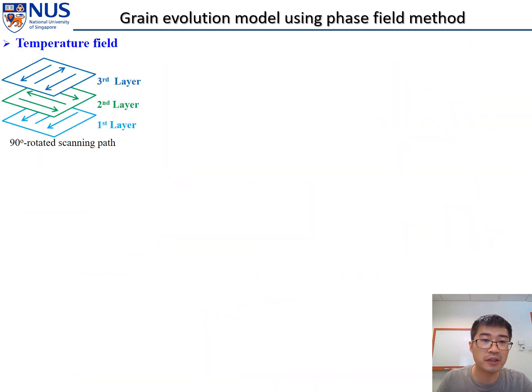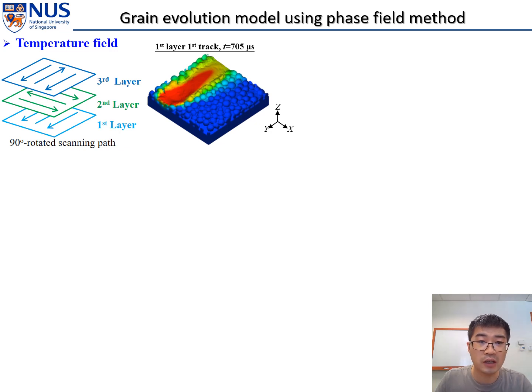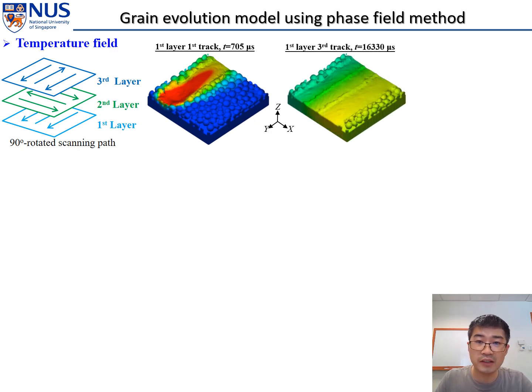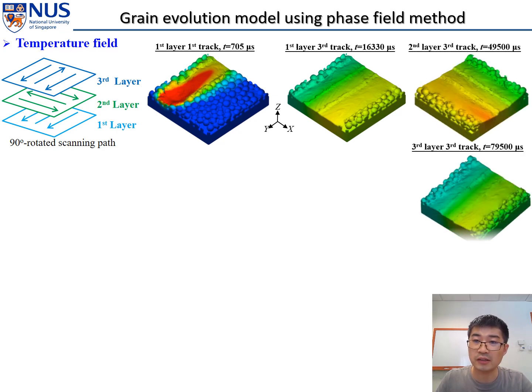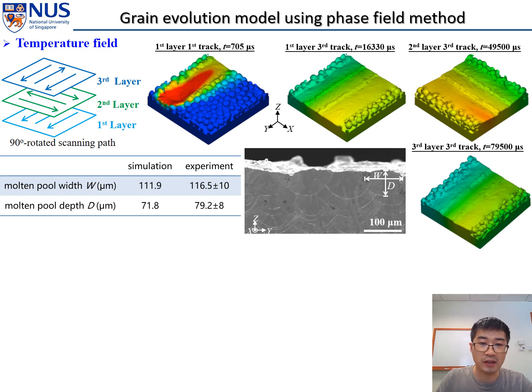So the temperature field is what we simulate here. We simulate the manufacturing process of 3 layers, and in each layer there are 3 tracks. So these are simulation results of the first layer first track, first layer third track, second layer third track, and third layer third track. Between each layer we have a cooling stage. And you can see the experimental results here. The melt pool widths and depths agree well between the simulation and experiments. And this 3-layer, 3-track process is representative of the layer-by-layer additive manufacturing process.